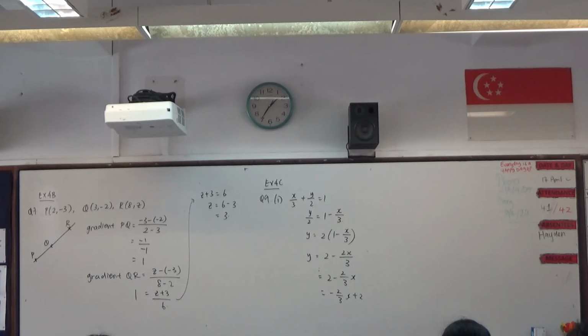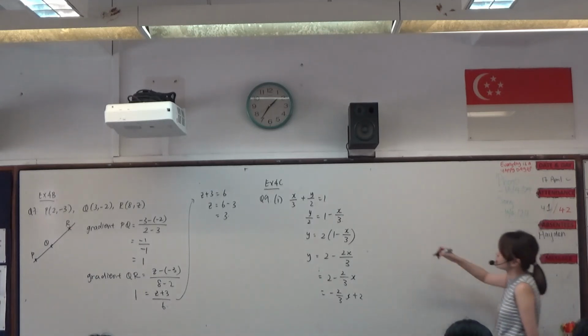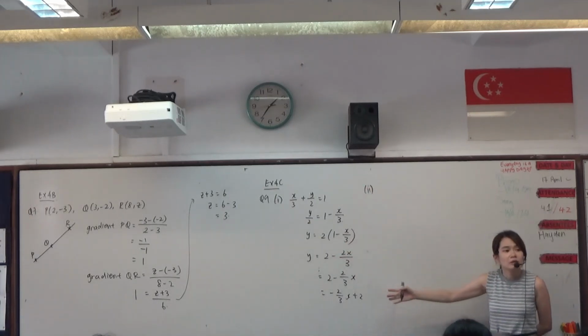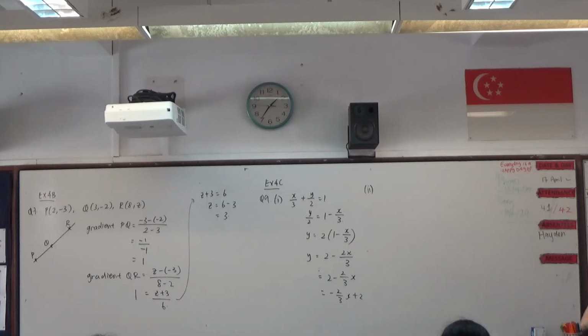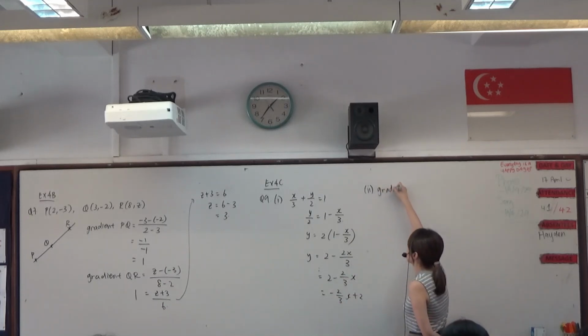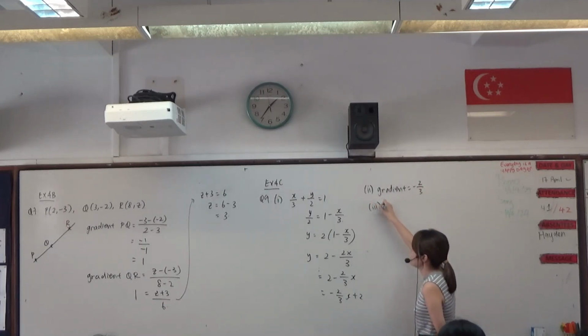Then, okay, part 2, find the gradient of the line. So now that I have transformed it into here, what is the gradient of the line? Listen. -2/3. So the coefficient of x. So no need any calculations. It's just reading off the equation of the line.